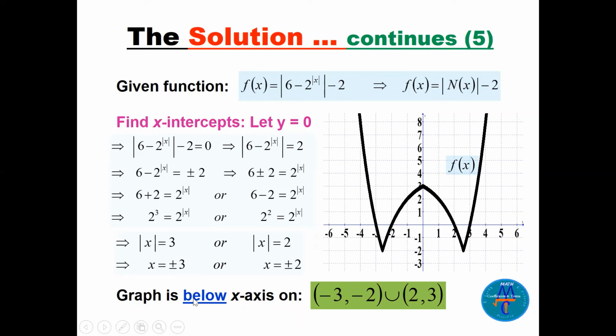Now the question: where is the graph below the x-axis? Look at the nice answer here. Below the x-axis is from minus 3 to minus 2, open interval, union from 2 to 3. I know this is a long question, but it's nice and interesting. You can learn from it. You can take any part you like.